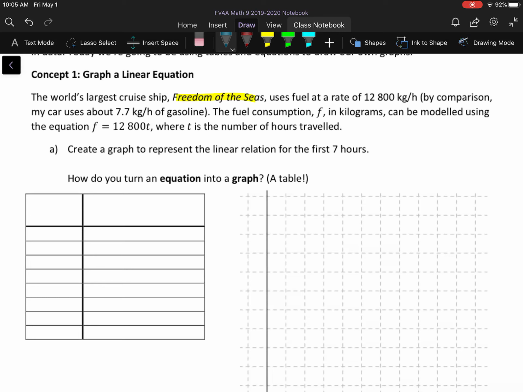The fuel consumption, F, in kilograms, could be modeled by using the equation F equals 12,800 T. F is the responding or dependent variable, because the amount of time that passes is the independent variable, and F is the total amount of fuel consumption. As time passes while the boat travels, the fuel consumption is going to increase. We want to create a graph to represent the linear relation for the first 7 hours.